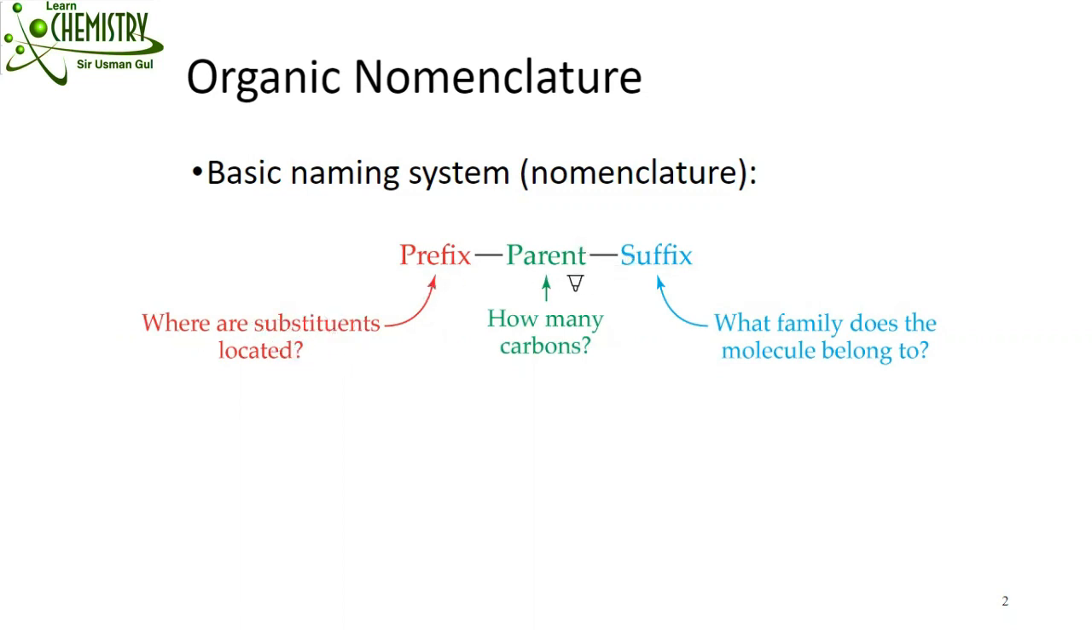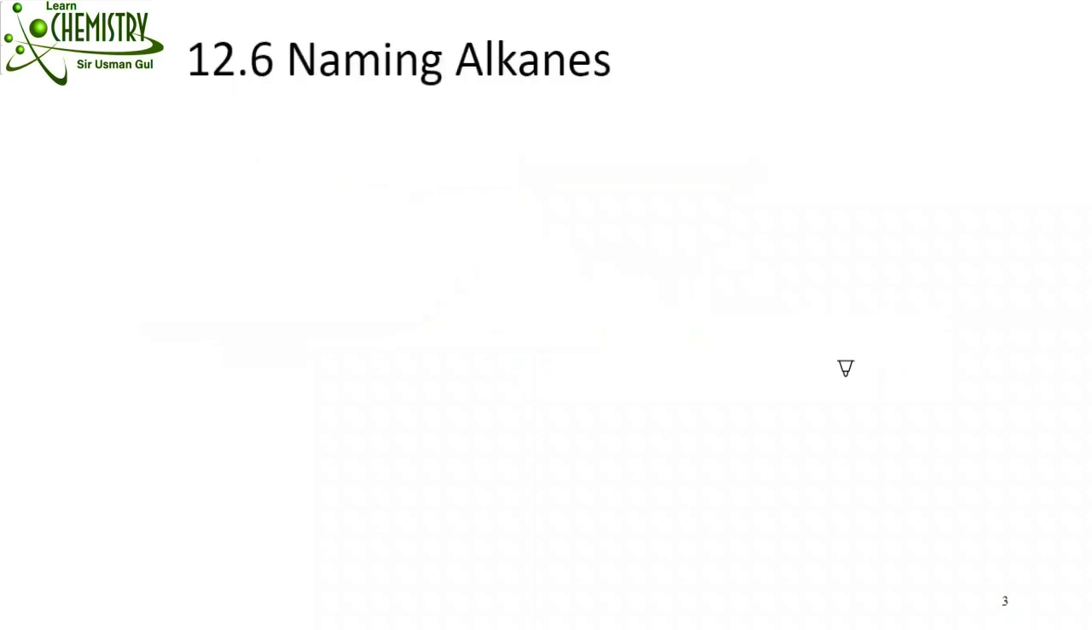And the parent part basically tells us how many carbon atoms are there in a molecule, and the suffix tells us what family the molecule belongs to, or we can also say it tells us the functional group, or the homologous series of the compound. So first thing, the naming of alkanes.